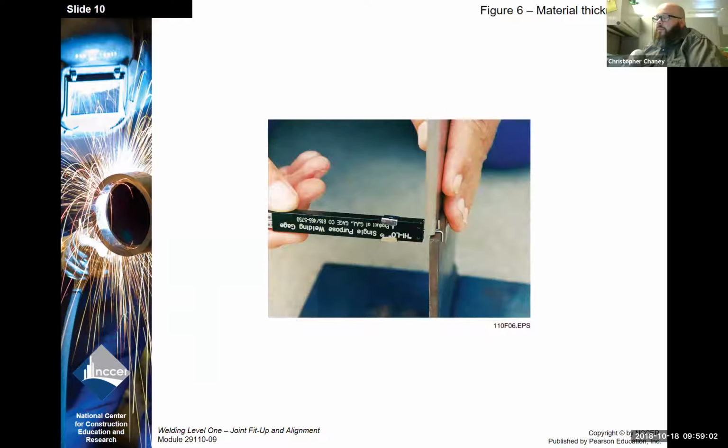Okay, here's the other style of high-low gauge that can be used for alignment as well. Here they're just measuring plate material thickness.